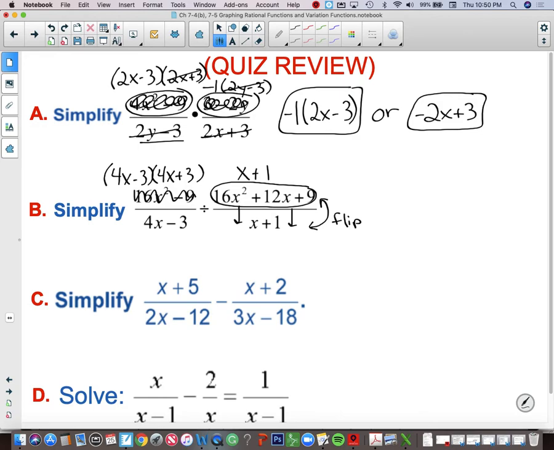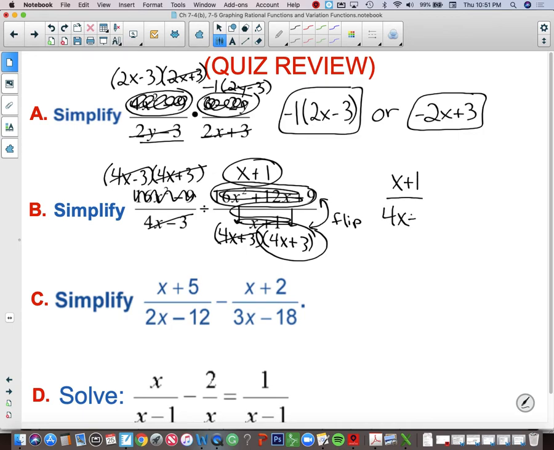Okay, so 16x squared plus 12x plus 9. 16 and 9 are both perfect squares. So it is going to be 4x plus 3, 4x plus 3. So that's our rewritten rational function there. And now we can start canceling stuff. So I have a 4x minus 3 here and here. I have a 4x plus 3 here and here. So all that I'm left with is the x plus 1 on top there, and that other 4x plus 3. That is all.